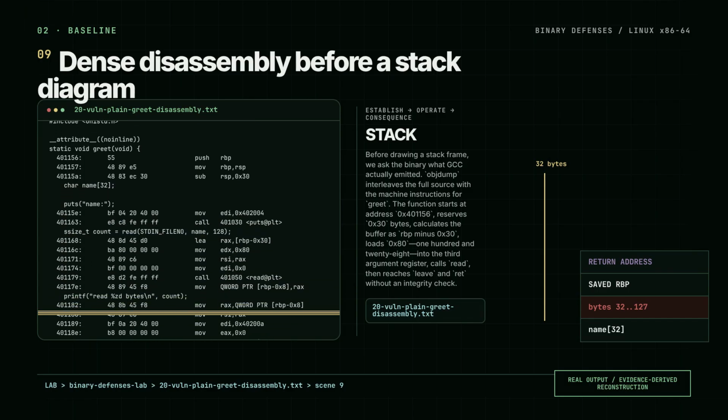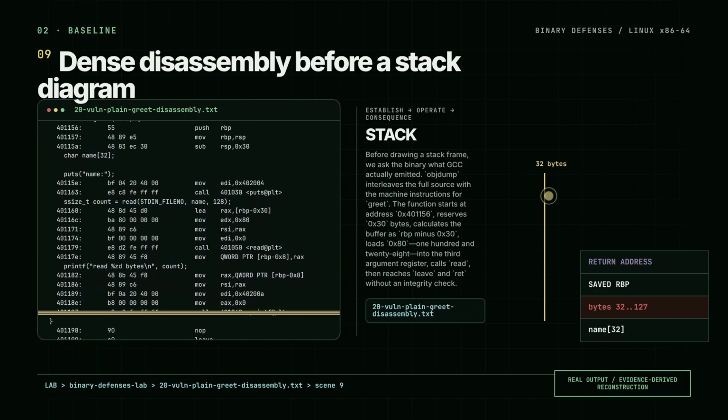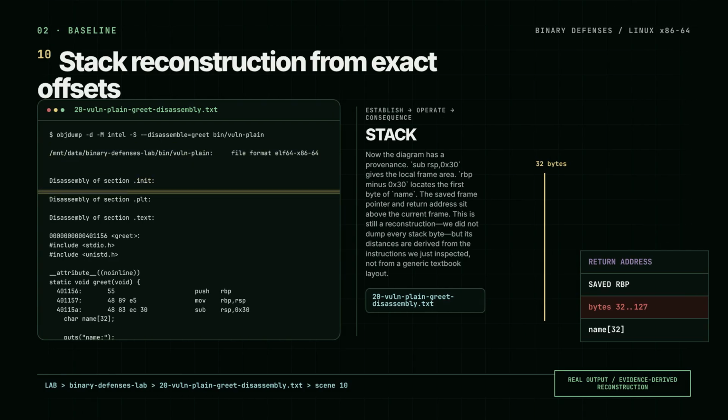The disassembler interleaves the full source with the machine instructions for greet. It shows greet beginning at its recorded address. It reserves 48 bytes, places the buffer at RBP-48, asks read for 128 bytes, then reaches leave and ret without an integrity check. Now the diagram has a provenance.